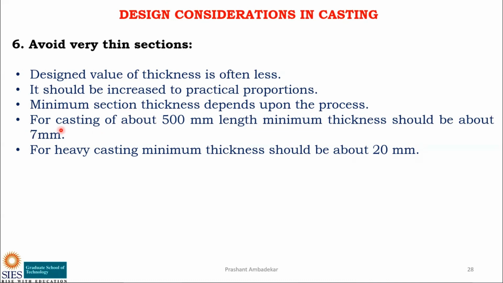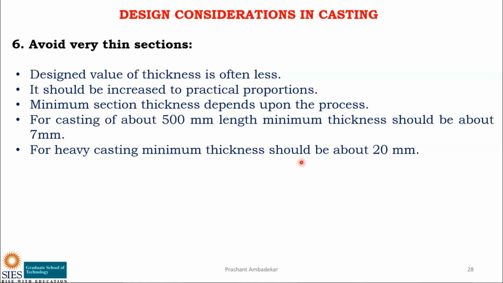But there is a rule of thumb that for casting of above 500 mm length, minimum thickness should be about 7 mm. If the length of casting is 500, then minimum thickness is to be 7 mm. If by calculations it is coming as 4 mm or 5 mm, then you have to increase it to 7 mm. Now what are you doing? You are increasing the material, but at the same time you are increasing the life of the component. So in that case, we can increase the amount of material.